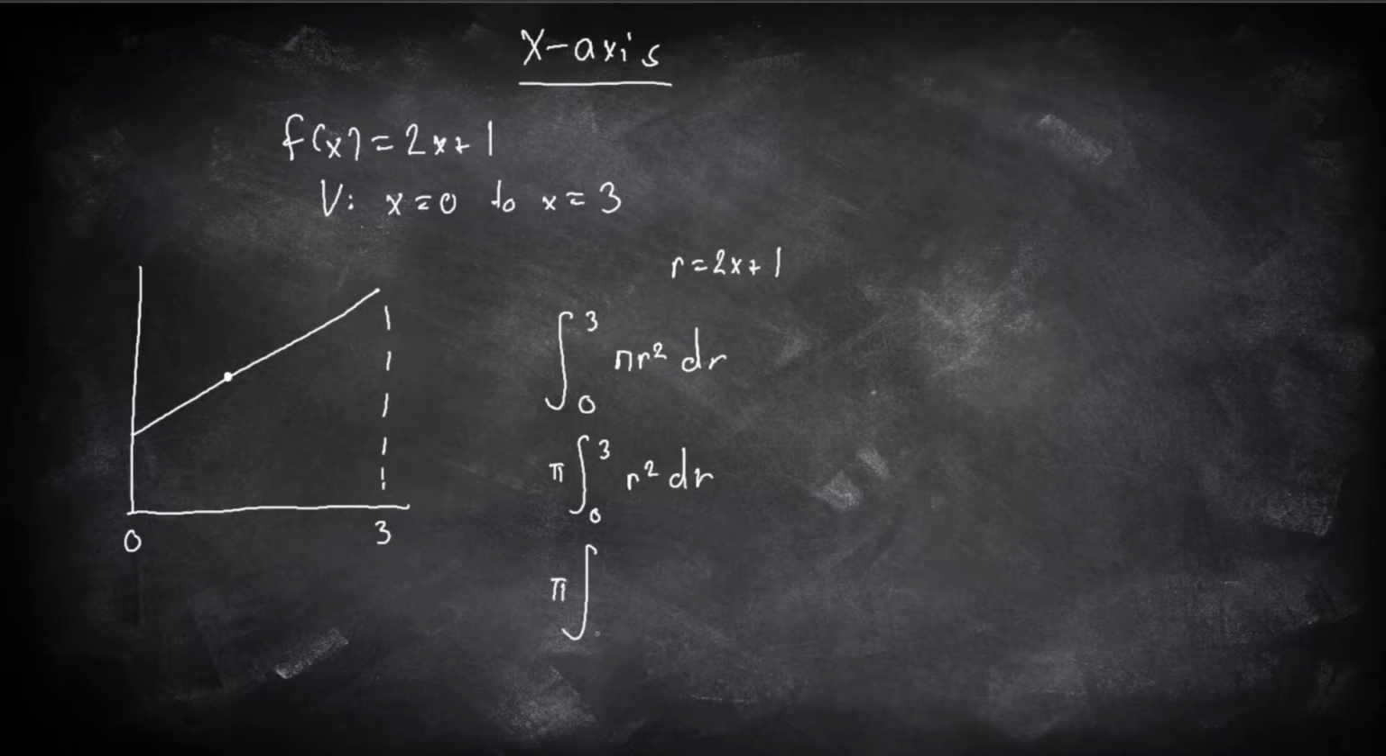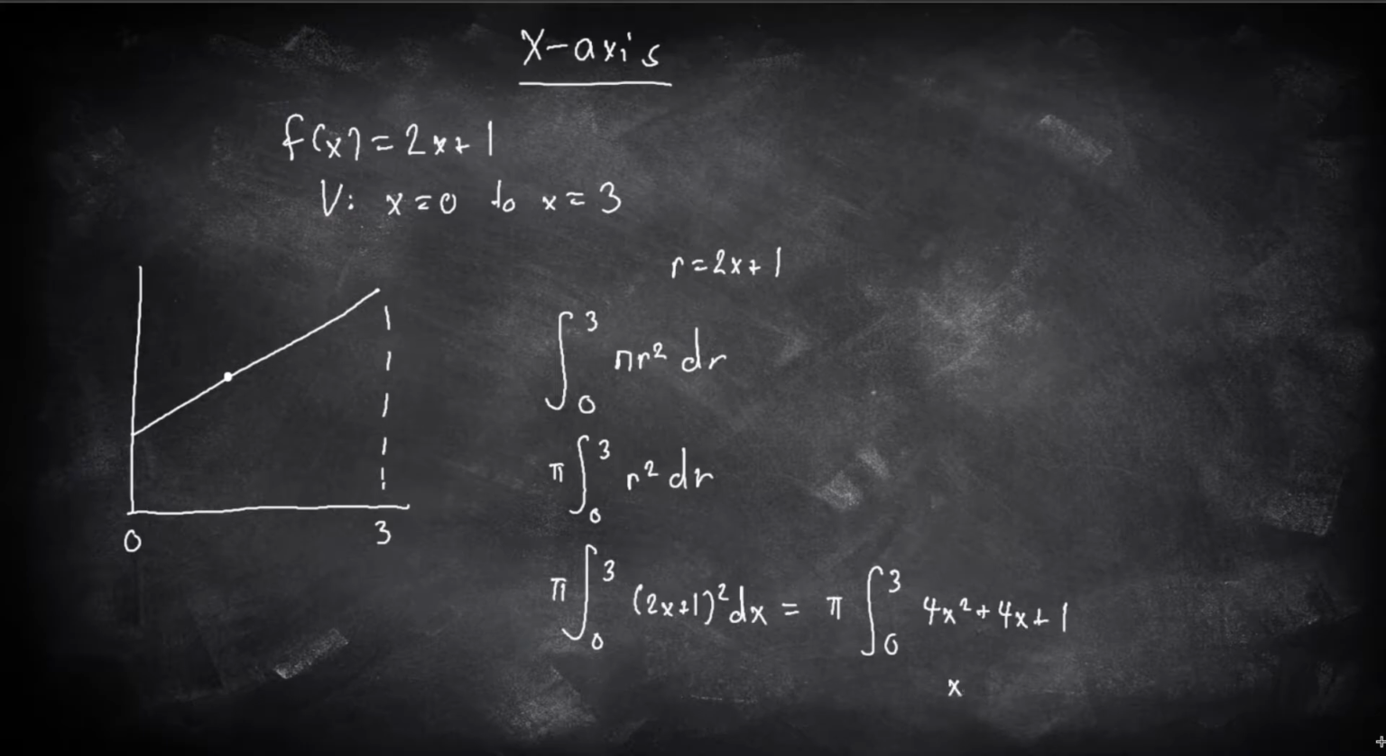So pi, from 0 to 3, of 2x plus 1, and now we're writing r with respect to x, so dx. When we're taking the integral of this, I forgot to square it, this is r squared. We take the integral of this, we need to distribute out r squared first. So that's 4x squared, 2x times 2 is 4x, 1 squared is 1. Take the integral.